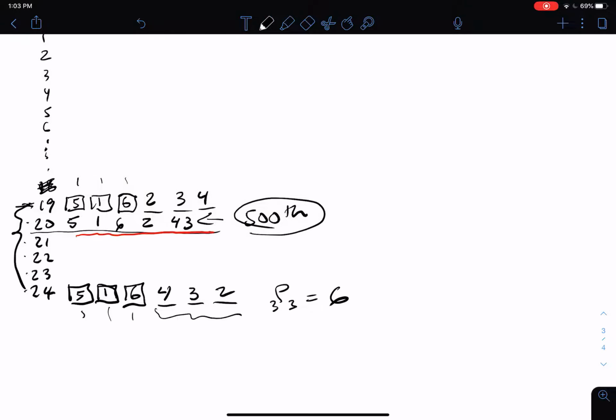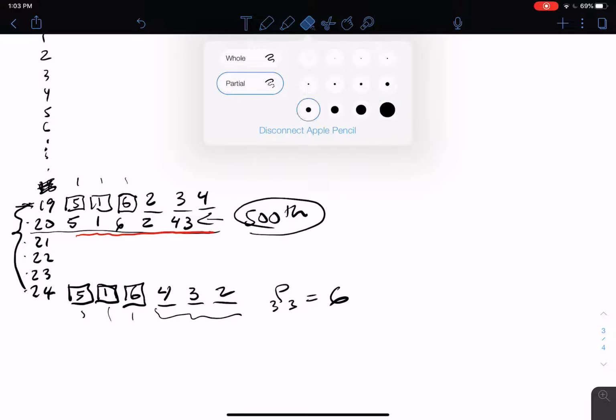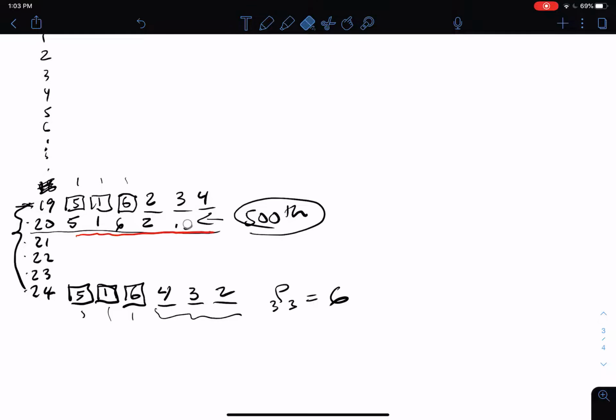Wait a minute, let's see. So, wow, that is not very specific. Let me try that one more time. Do partial and get really small. That's not supposed to be 43. It's supposed to be a 4 and a 3, but I think you know that, but just in case. 4.